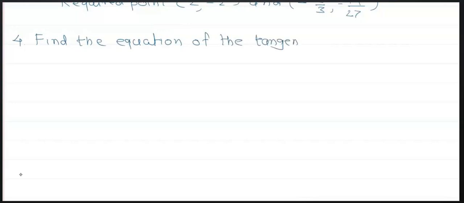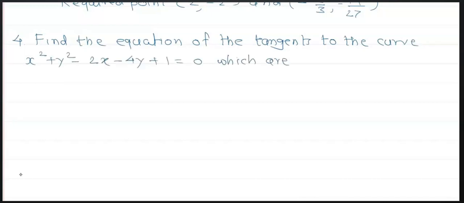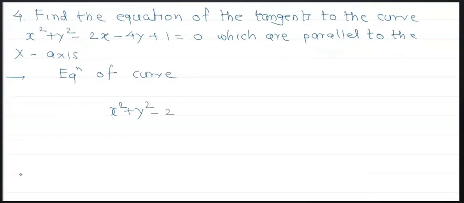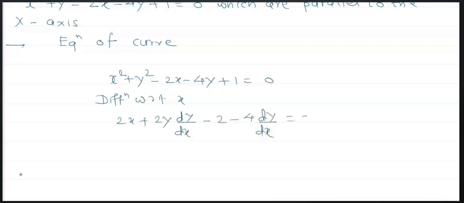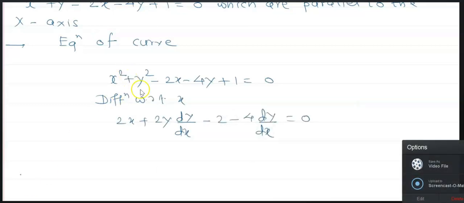Now the fourth one. Find the equation of the tangent to the curve x square plus y square minus 2x minus 4y plus 1 = 0, which are parallel to the x-axis. Now the line is parallel to the x-axis, its equation is y = constant. Now see this. Now differentiate this with respect to x.